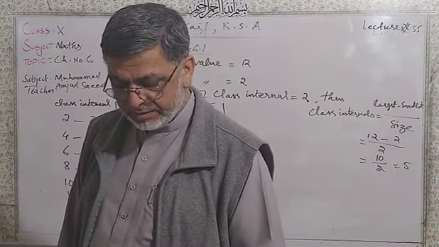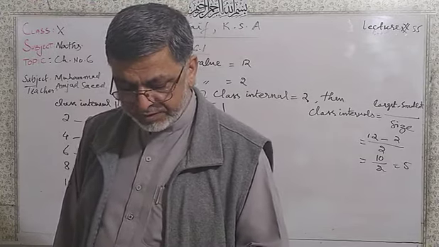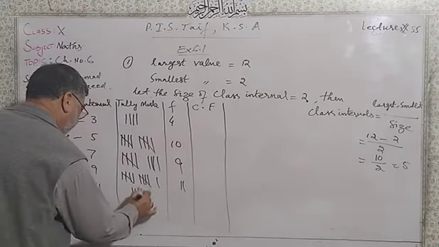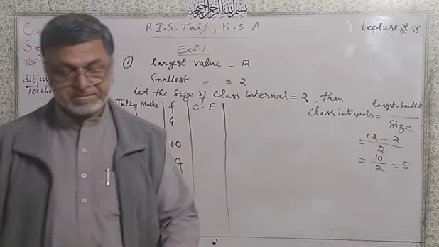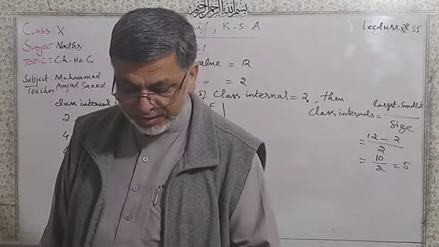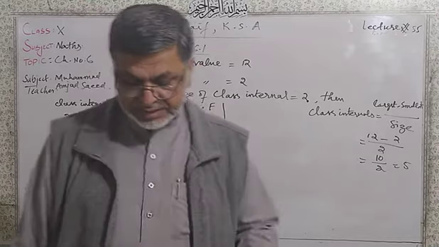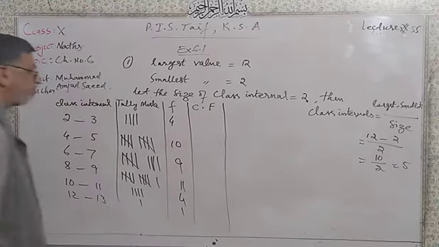After that 10 to 11. 1, 2, 3, 4. There are 4 values. This is 4. And 12 to 13. From 12 to 13 in the data there is only one value, which is 12. This is 1.